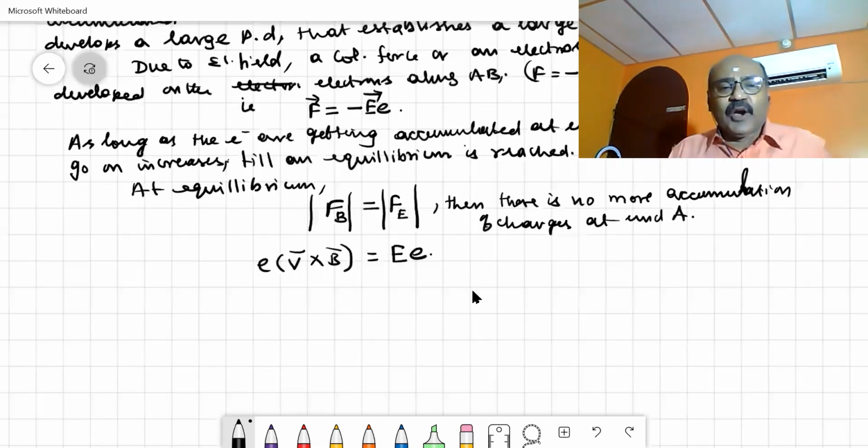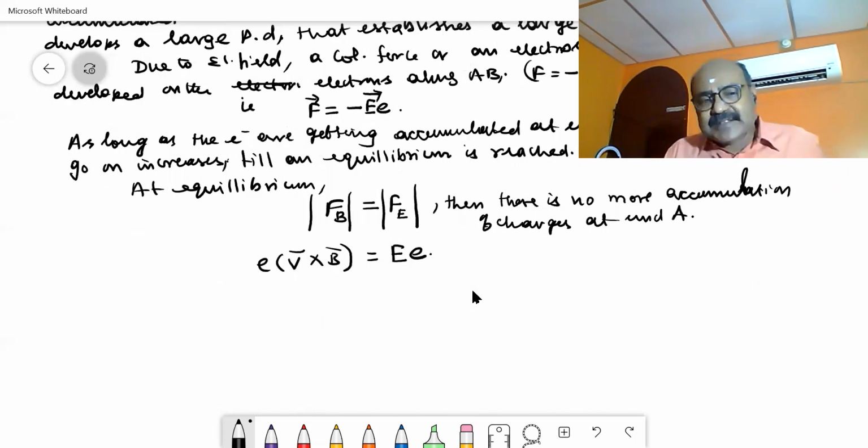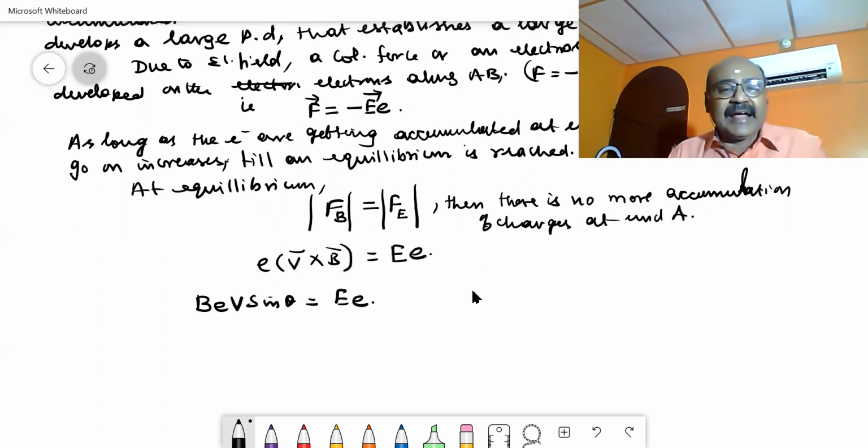See, here you have the cross product. Then the modulus of B vector into v into sine theta. So when I take the magnitude of this cross product, I get the equation B e v sine theta is equal to eE. In this equation, I can cancel this e and this e. So what will be the answer? From this, I can write E equal to B into v.